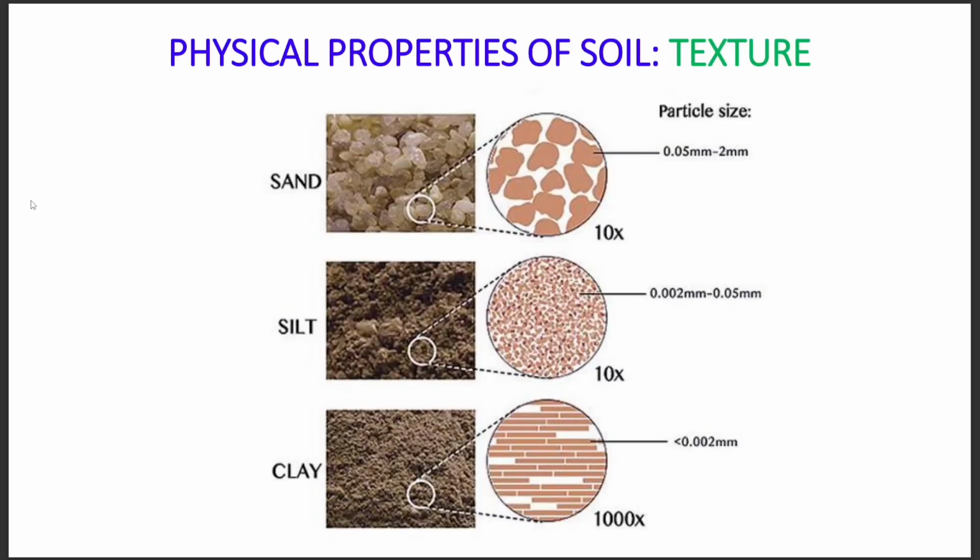Now the physical properties of soil. Depending upon the texture, soil is classified into 3 parts: sand, silt and clay. Sand has a particle size of 0.05 millimeter to 2 millimeter. Their size is big, and they have more pore space than other soil particles. So the water holding capacity is very low, but drainage is very effective in sand. Silt has a particle size of around 0.002 millimeter to 0.05 millimeter, which is medium, so the water holding capacity is medium.